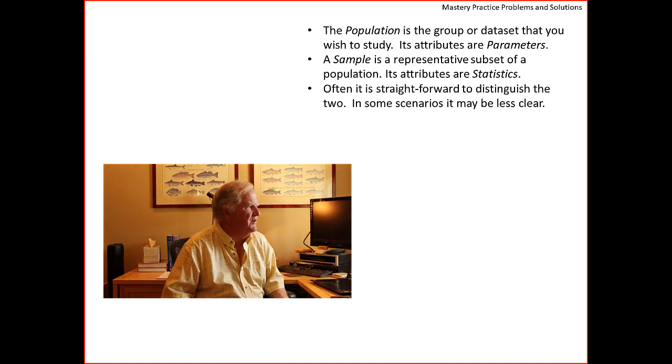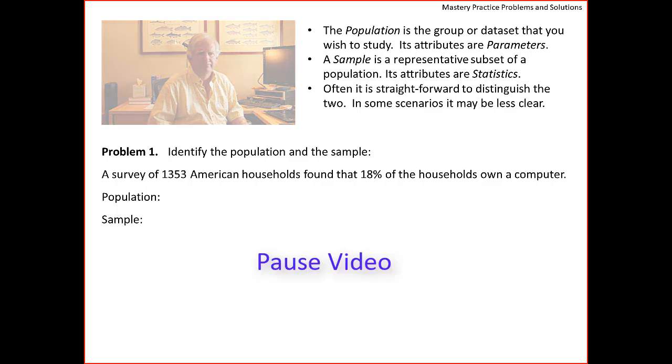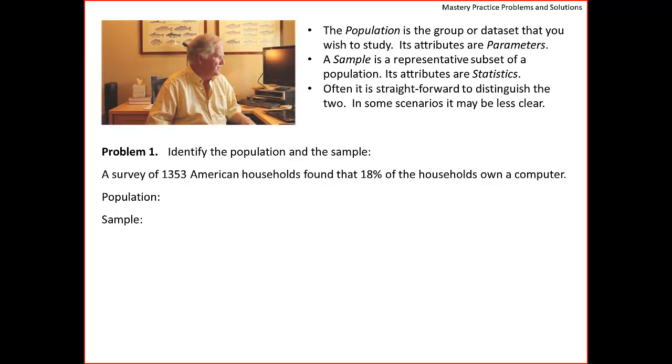First problem, identify the population and the sample. In this short scenario, a survey of 1,353 American households found that 18% of the households own a computer. Is that a population or is that a sample? Let me break for a second. Okay, we're back. You should find that the population is all the American households.